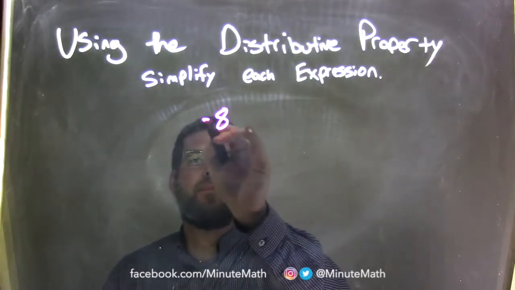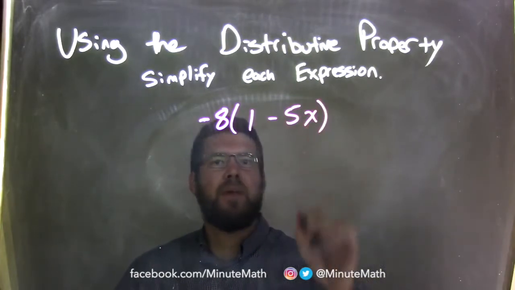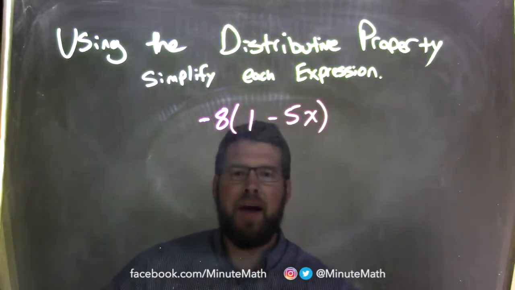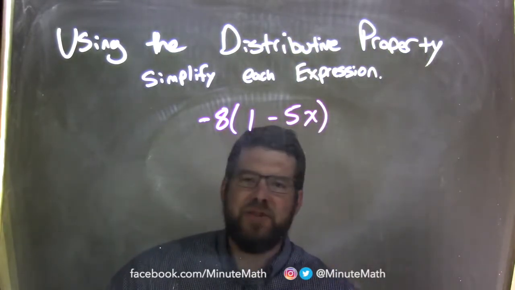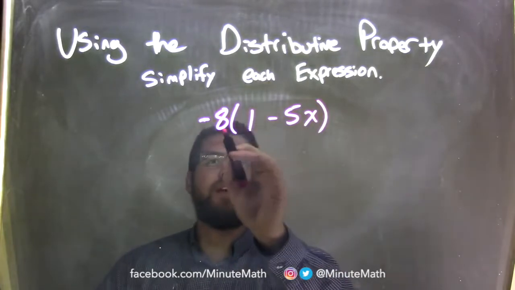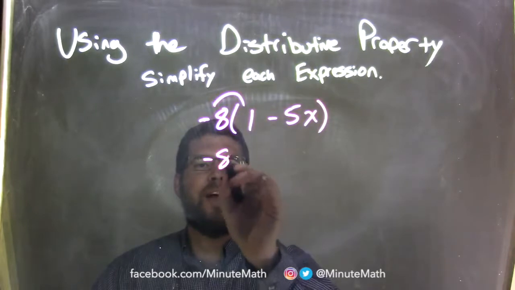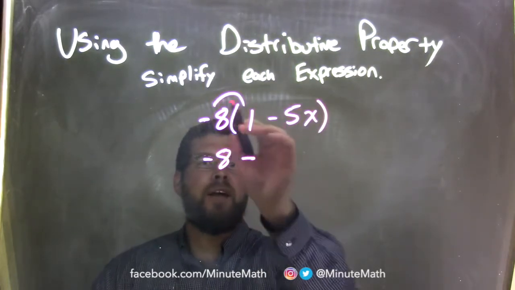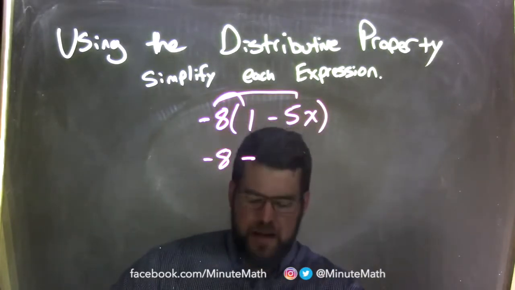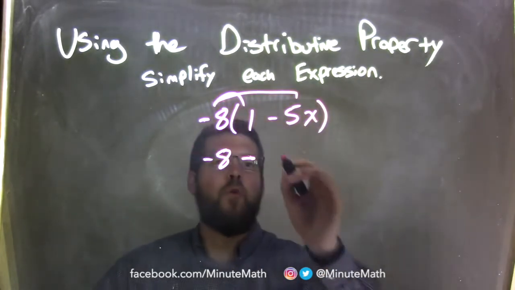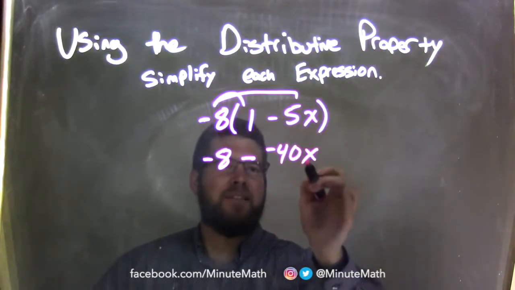Negative 8 times 1 minus 5x. So negative 8 times 1 minus 5x. Well, 1 minus 5x is in the parentheses, not like terms. Can't combine them. So negative 8 is on the outside. So negative 8 times 1. Negative 8 times 1 comes first is negative 8, right? Now we have the minus sign. Now we have to distribute. So minus comes down. Distribute negative 8 times 5. Negative 8 times 5 is a negative 40. And we bring down the x. So negative 8 times 5x is negative 40x.